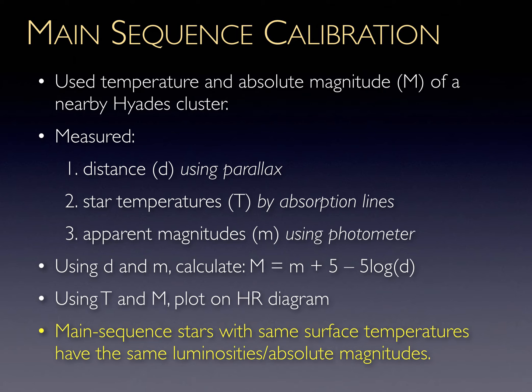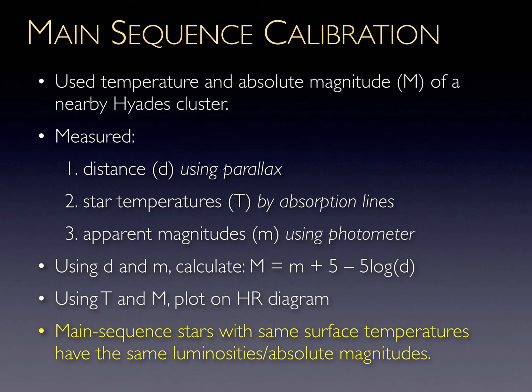The Hyades cluster is a nearby open cluster of a few hundred stars. The distance to Hyades was measured using parallax. The apparent magnitudes and temperatures of its stars were also measured. The absolute magnitudes of those stars were then calculated using their apparent magnitudes and distance. Once one had absolute magnitude and temperature, the data could then be plotted on the Hertzsprung-Russell diagram, establishing a calibrated main sequence line.